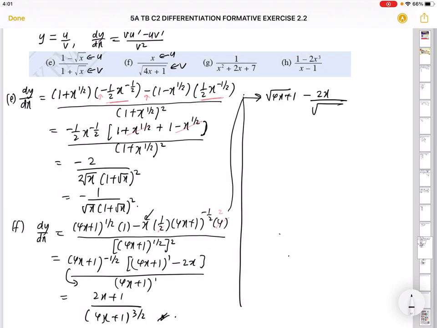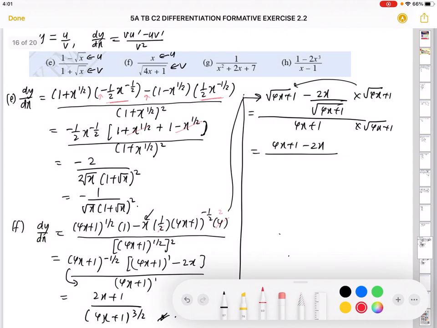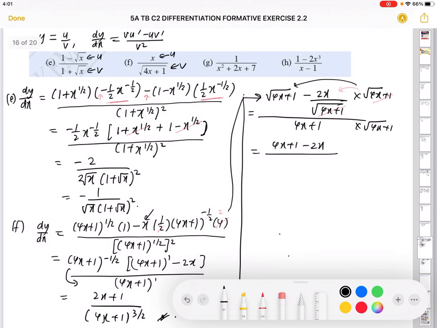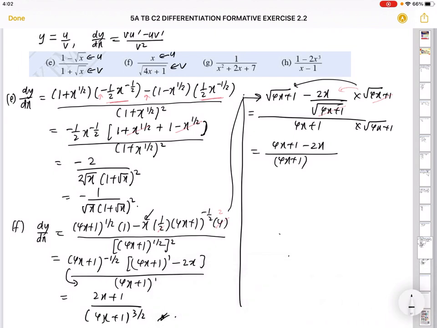So from here you just multiply top and bottom with root 4x plus 1. This one may be a bit easier. So when I multiply this, I'll get 4x plus 1 minus 2x, right? Now this one will cancel. But remember you've got to multiply with both of them. And your denominator, if you take power 1, you multiply with power half, you get power 3 over 2. So this will give us 2x plus 1 over 4x plus 1 power 3 over 2. Same result.